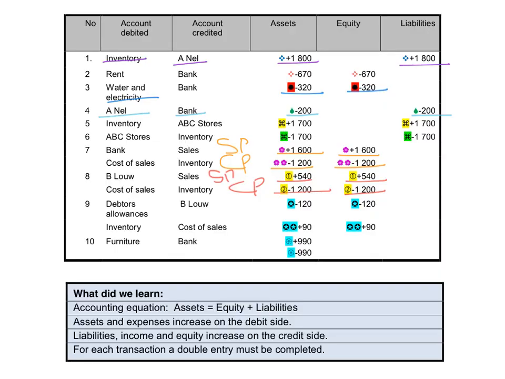Debtors allowances will decrease the equity because we make less profit. Below is credited because he owes less money, so my assets will decrease. Inventory was returned, so inventory increases now, so my asset will increase. Cost of sales is cancelled, so it means we don't have this expense anymore, and if we reduce the expense, my profits will increase.